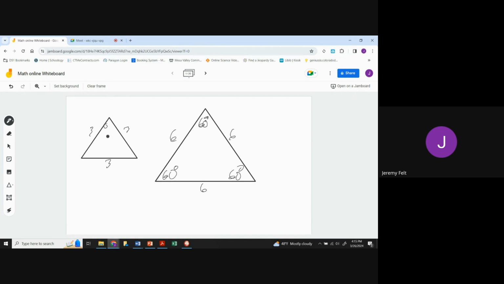Same thing here. That's what it's saying, that the angles that correspond are the same measurement. So side lengths are proportional, but the angles are exactly the same.